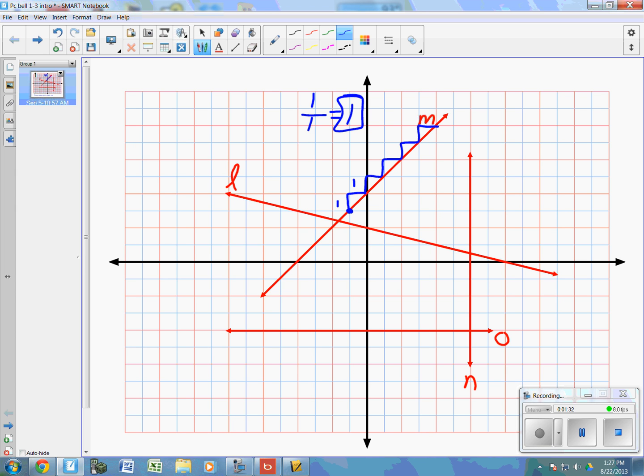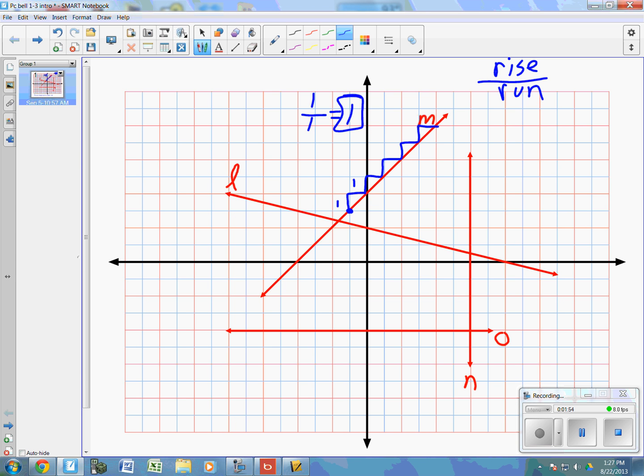Do you remember, didn't we talk about rise over run last time? Did I miss something in this class? Did we talk about rise over run? Okay, that's the slope. You guys are starting to make me think I didn't teach this right last time. Okay. Well, let's start with L first.